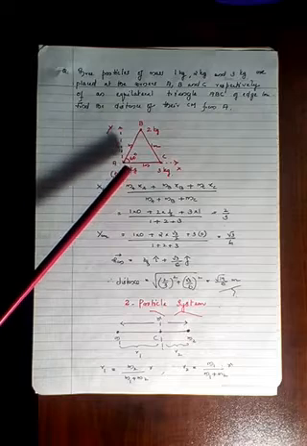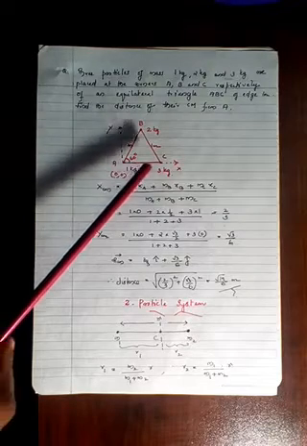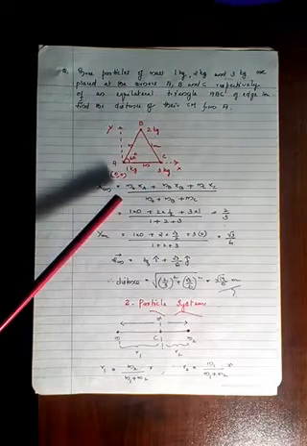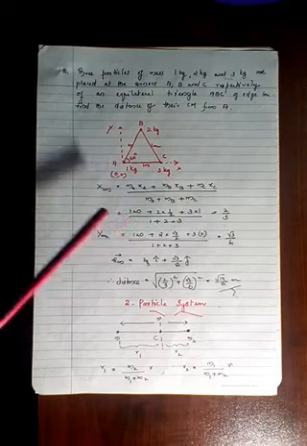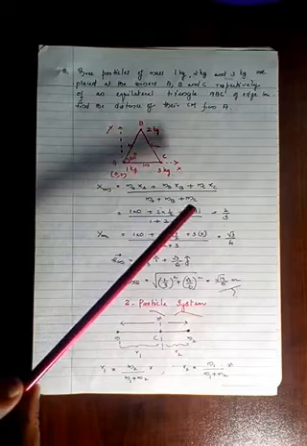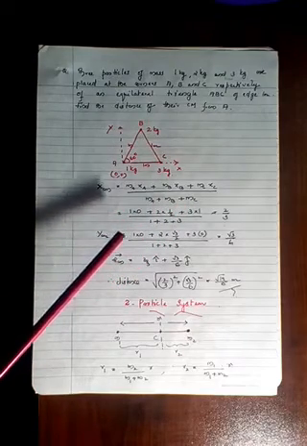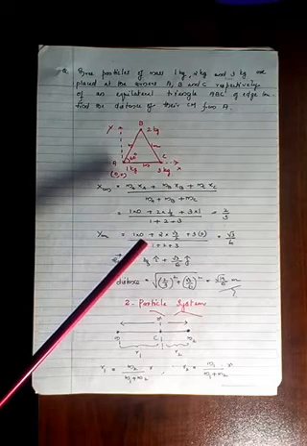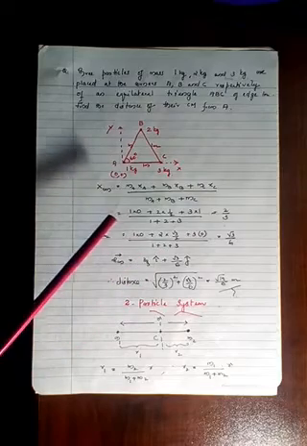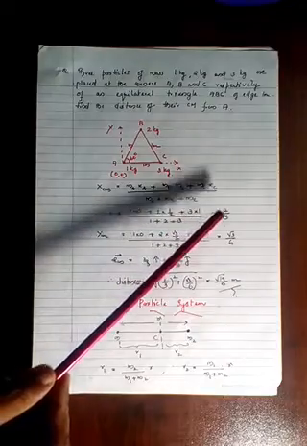At first you have to find the coordinates of the points of the masses A, B and C. Then you have to substitute in the equation for x center of mass, Ma xa plus Mb xb plus Mc xc by Ma plus Mb plus Mc, or y center of mass, Ma ya plus Mb yb plus Mc yc by Ma plus Mb plus Mc. So you just substitute the coordinates and you get the value.